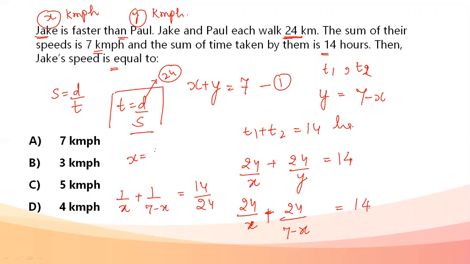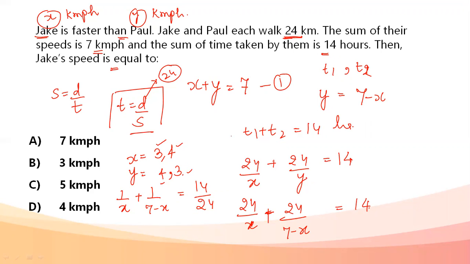X will come out to be either 3 or 4. Accordingly, y will come out to be either 4 or 3, because what was y? Y was 7 minus x. So if x is 3, y would be 4. If x is 4, y would be 3.